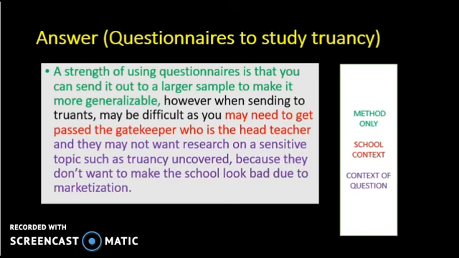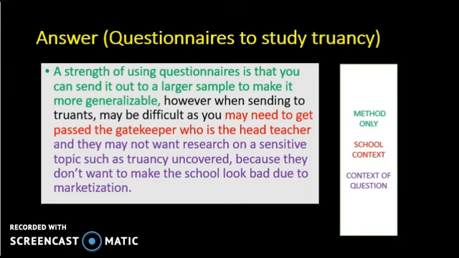Then we're going to start to apply it to the context, and this is where I've used different colours to indicate what type of context you're giving, whether it's the school context or the context in the question, which is truancy, so you can see where you are hitting the marks. So for example, when you are sending it to truants, this may be difficult because you may need to get it past the gatekeeper, who is the head teacher. Now that on its own will keep you as a band 3 answer.